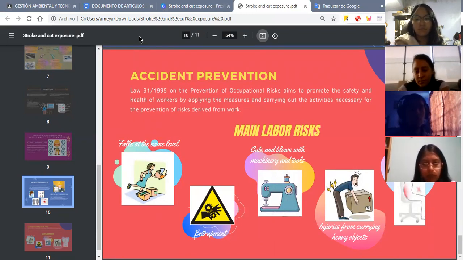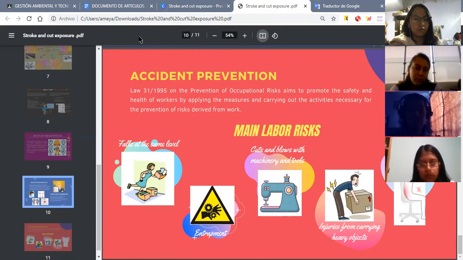Well, the main labor risk is falls at the same level, and some of the preventive measures that we can adopt are: sort tools, fix bad floors, keep walking areas clean, illuminate, wear special footwear, and mark the work area.